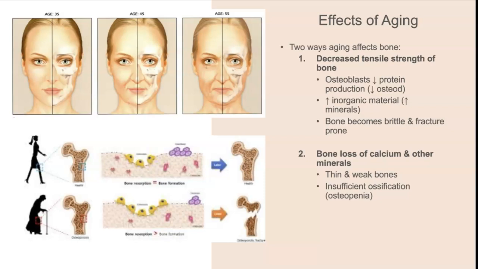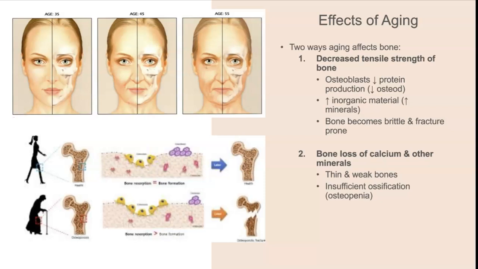Well, that results in the relative amount of inorganic minerals increasing due to the decreased matrix protein, and the bones of the skeleton become brittle and susceptible to fractures. Second, bone loses calcium and other minerals. We call that demineralization. As you can see in this image of the lady at the top, the bones of the skeleton become thinner and weaker, resulting in insufficient ossification. We call this condition osteopenia.